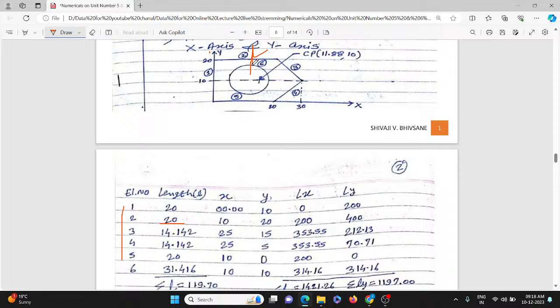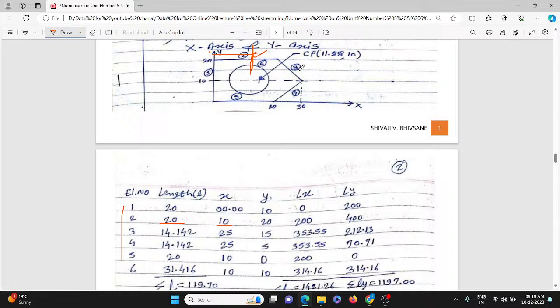So the centroid will be here at the center. What is this particular distance? It is the total length of element number two divided by 2. The total length of this element is 20, divided by 2, so it is 10. And what is X? X is nothing but the distance from Y.